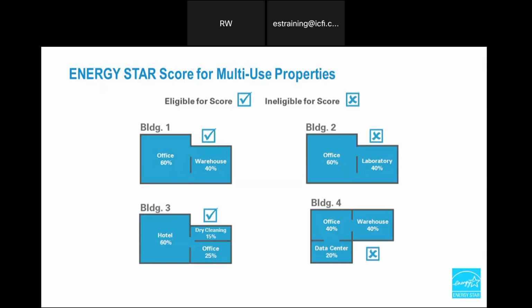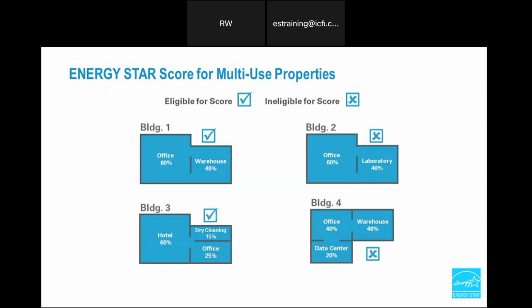For example, Building 1 on this slide depicts a property that is 60% office and 40% warehouse. This space is eligible for a score and certification because both property types are eligible for a score, and because the office is more than 50% of the total GFA. In Building 2, even though the office is more than 50% of the GFA, this building is ineligible for the score because it does not meet the 75% minimum requirement. In other words, 40% of the space is comprised of lab, which is an ineligible property type.